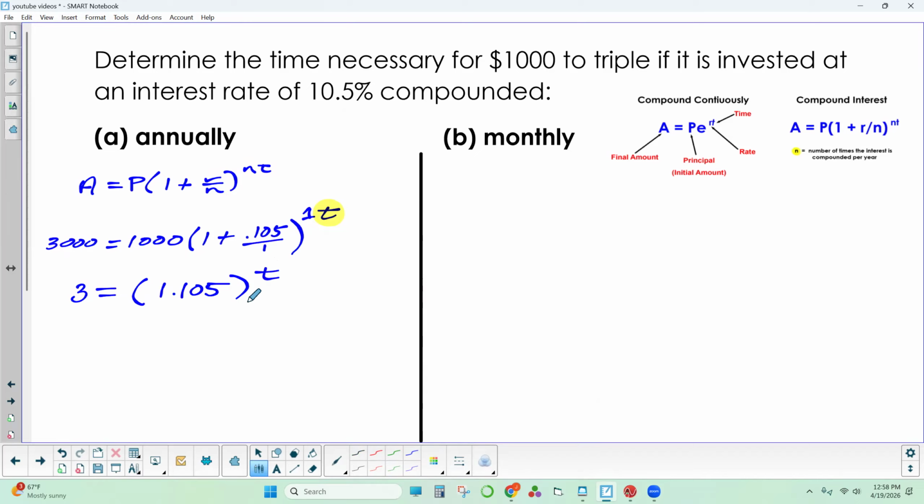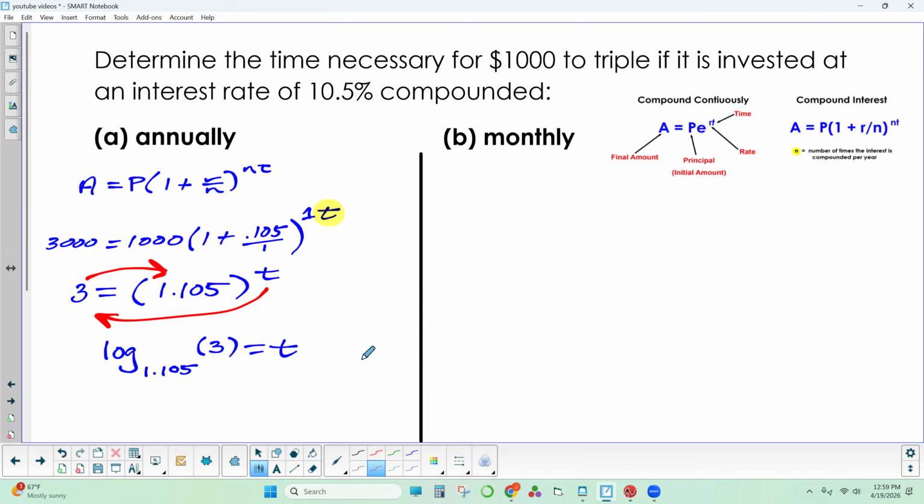Okay? Now I can write this as a log, which is going to be log base 1.105 of 3 equals t. So just to recall, when we write an exponential in logarithmic form, we swap the exponent and the argument there, okay? And we keep the base the same. So now we've got our log. t is isolated. It's in calculator ready form.